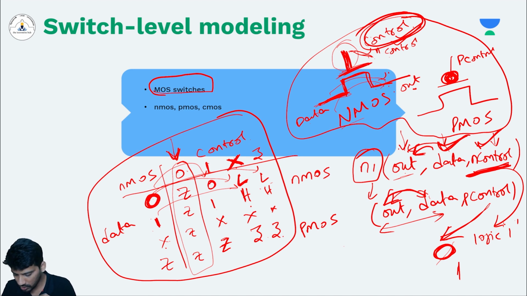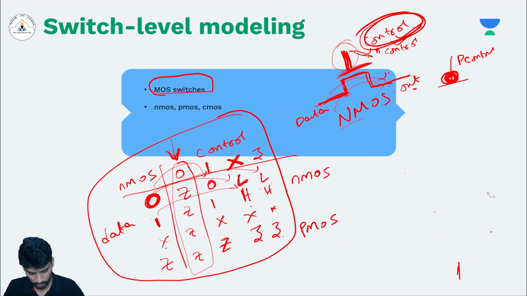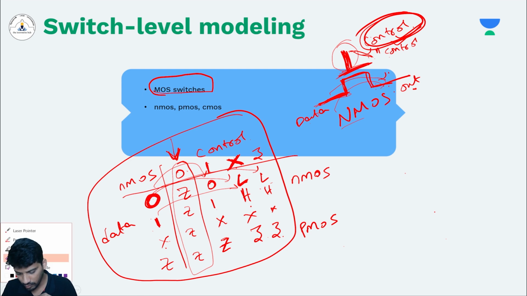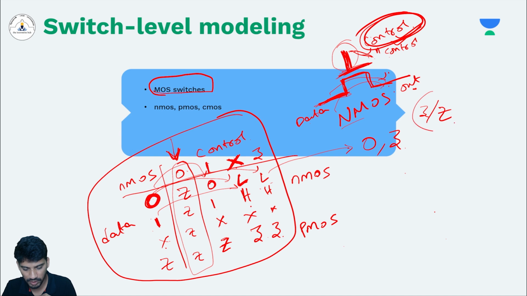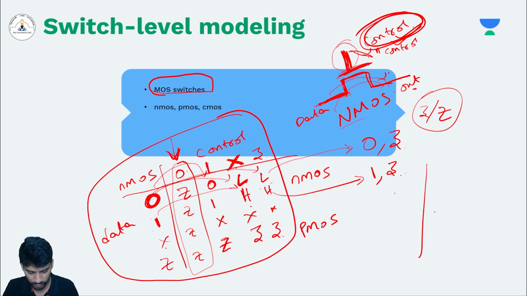Similarly, we'll draw the truth table of PMOS. So what are this L and H? This L means logic low, which is either 0 or high impedance state Z. I am writing Z like this or like this, both are the same. Similarly, logic high is either 1 or Z. So now let's draw the truth table of PMOS.